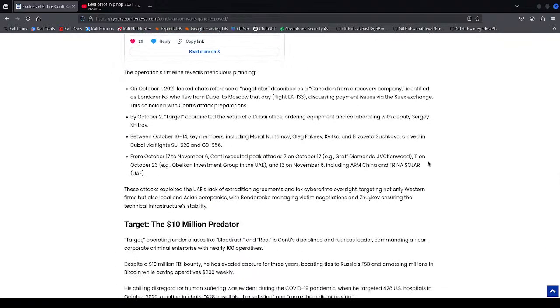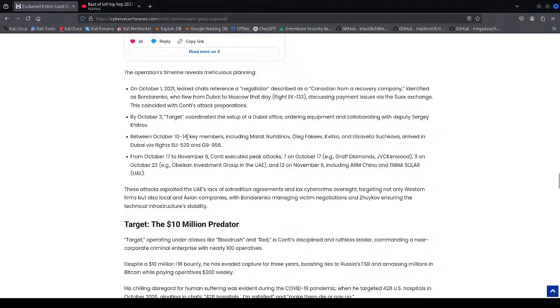So the operations timeline reveals the meticulous planning. On October 1, 2021, leaked chats reference a negotiator described as Canadian from a recovery company, identified as Bondarenko, who flew from Dubai to Moscow that day, flight EK-133, discussing payment issues via the Suez exchange. This coincided with Conti's attack preparations. By October 2, the next day, Target coordinated the setup of Dubai's office, ordering equipment and collaborating with Deputy Sergei Kitrov.